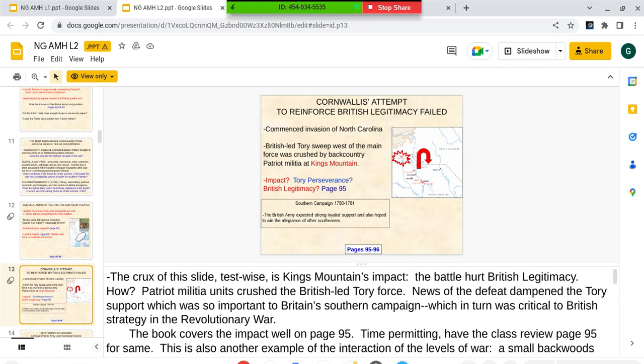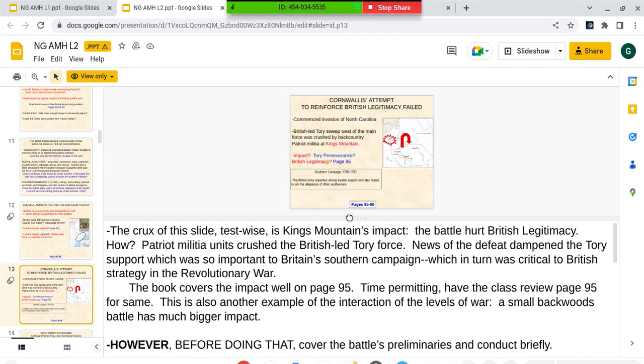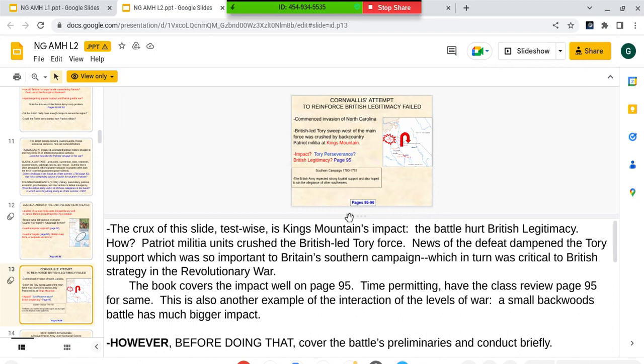And then we have the battle at Kings Mountain. What's important to know here, they talk about it in this text down here. The battle hurt British legitimacy. Patriot militia units crushed the British-led Tory force. Tories are people who are American colonists, but they side with the British. So even though they live in America, they're not fighting for America. They're actually siding with the British, and they're fighting for the British.